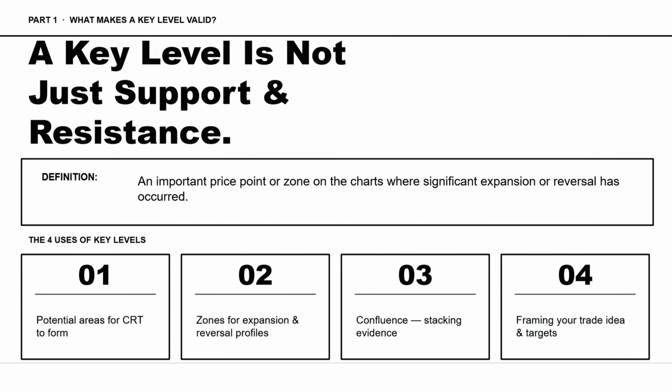directional expansion. The four uses of key levels are: potential areas for CRT to be formed, zones for expansion and reversal profiles to occur, confluence, stacking evidence in your analysis, framing your trade idea, defining your target, and invalidation.